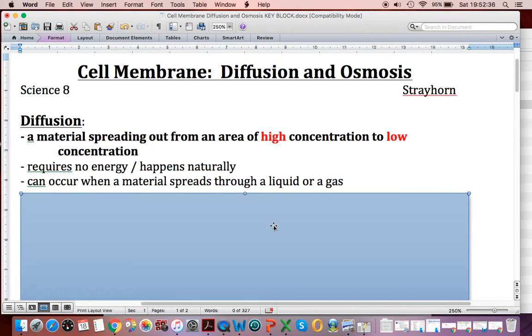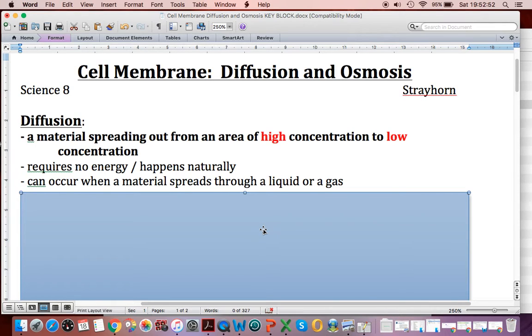What's nice about diffusion is it requires no energy. It happens naturally. And this is very useful to a cell to not have to spend energy to get things in or out. Now, sometimes cells do have to spend energy on it, but not for what we're talking about.